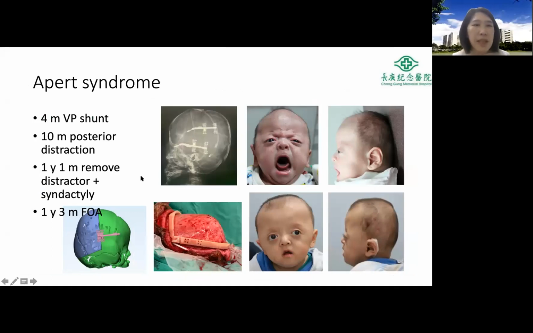So for this Apert syndrome baby, we did the VP shunt at the age of 4 months because of elevated intracranial pressure. And we did the posterior distraction at the age of 10 months. And when we removed the distractor, we also did the syndactyly surgery. It's not done by me, by the other surgeon. And after 2 months, we did the FOA.